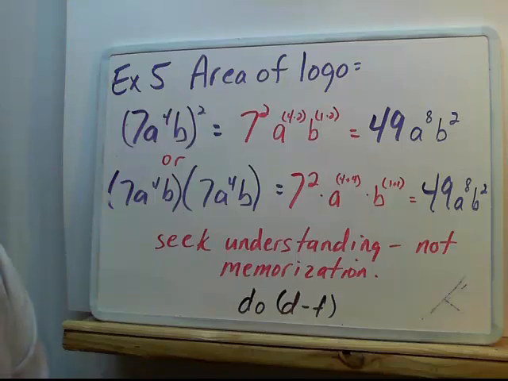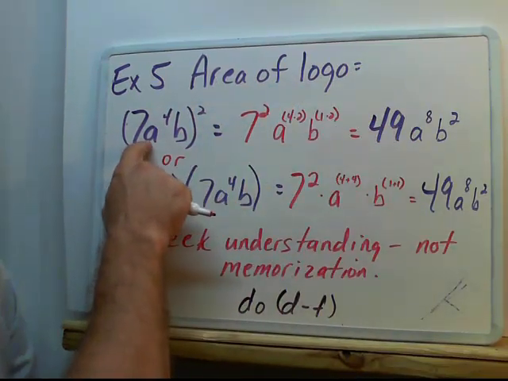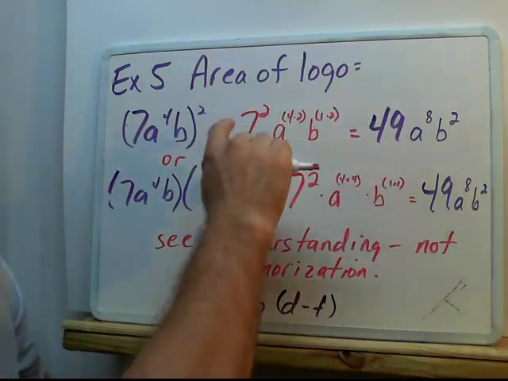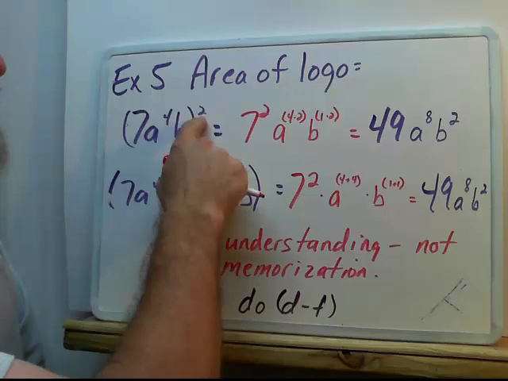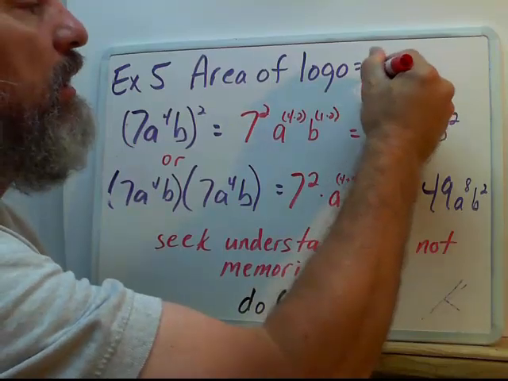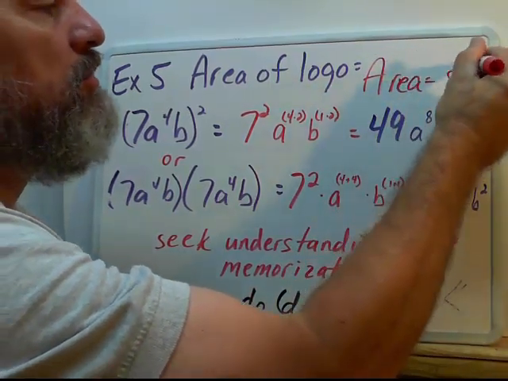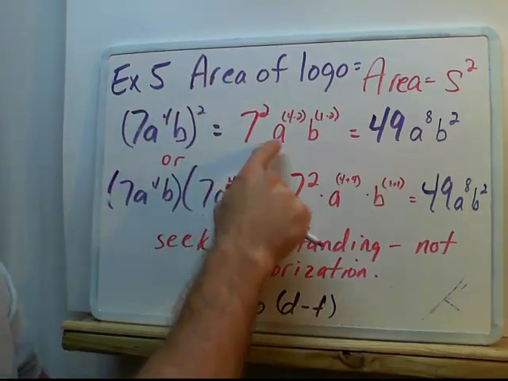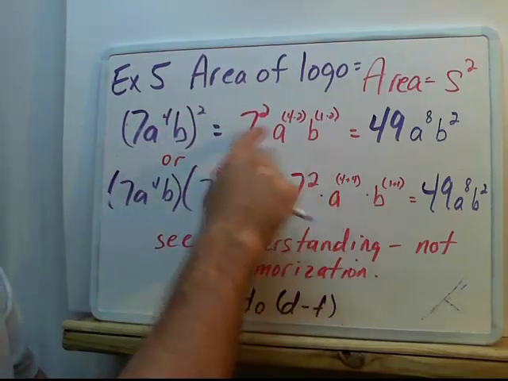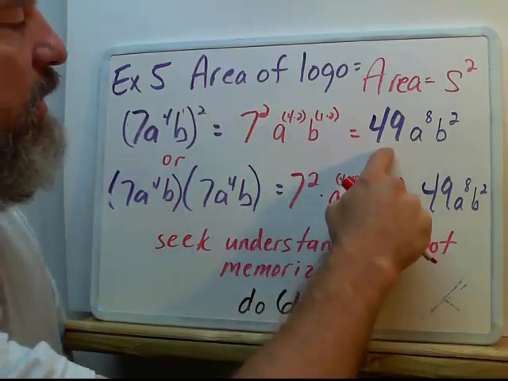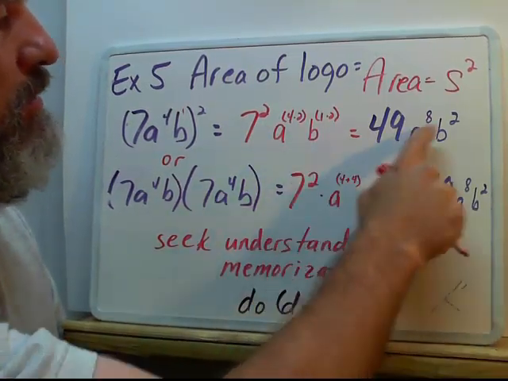Example number 5. The area of the logo given is 7a to the 4th b. And whenever we're calculating area, we recognize that because it's a square, we can just multiply side times side, or in this case we're just squaring it. So this is one way to look at it. Take this and square it, because remember, area equals s squared in a square. So it's squared. So we have 7 squared, a to the 4 times 2, b to the 1, remember this is implied 1 power, times 2. So we have 7 squared is 49, a to the 8th, b to the 2nd.